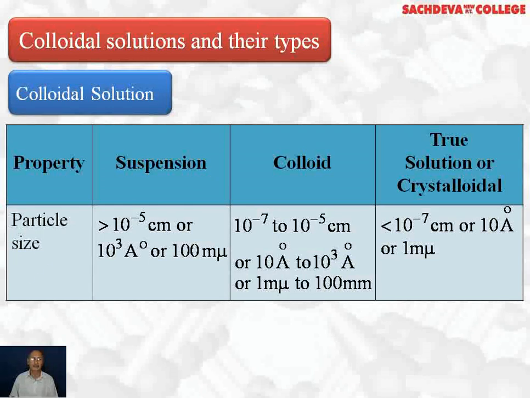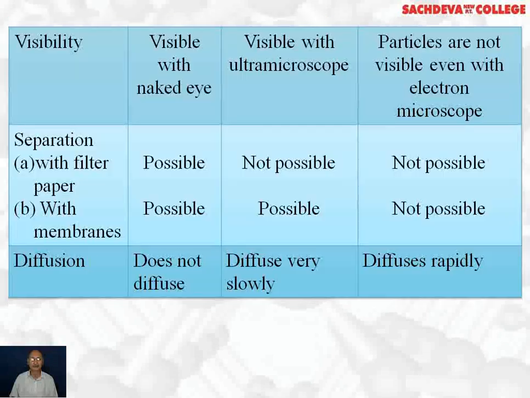In suspension, particle size is greater than 10 to the power minus 5 centimeter or 10 to the power 3 Angstrom. In colloidal solution, the particle size is between 10 to the power minus 7 to 10 to the power minus 5 centimeter, or 10 Angstrom to 10 to the power 3 Angstrom. In true solution, which are also called crystalloids, the particle size is less than 10 to the power minus 7 centimeter or 10 Angstrom.